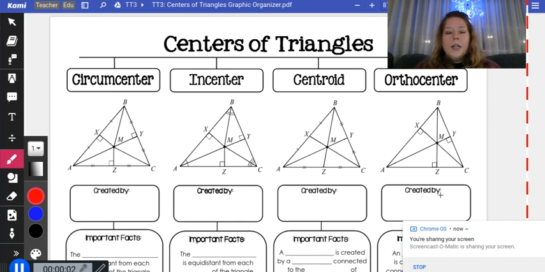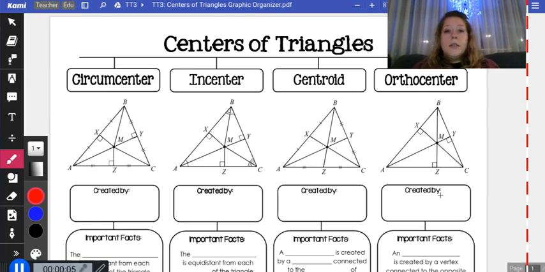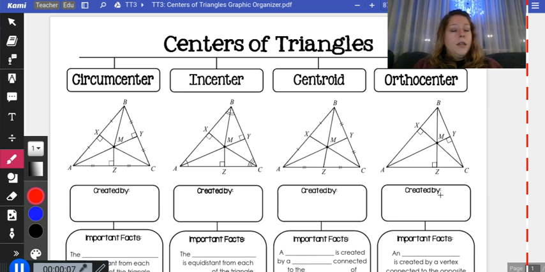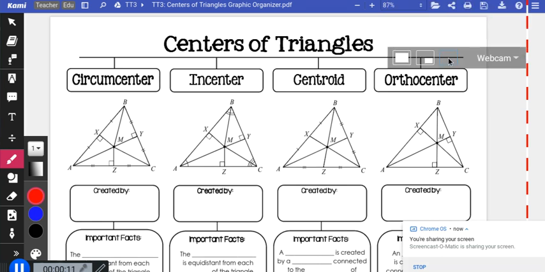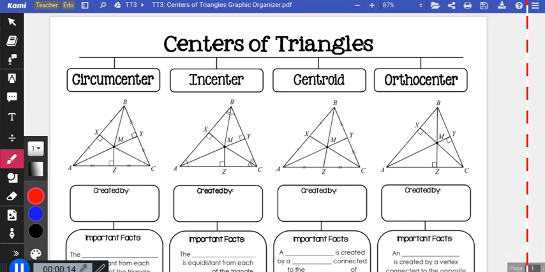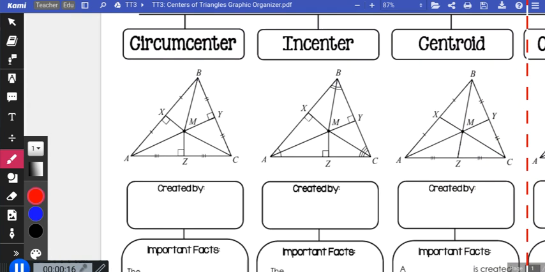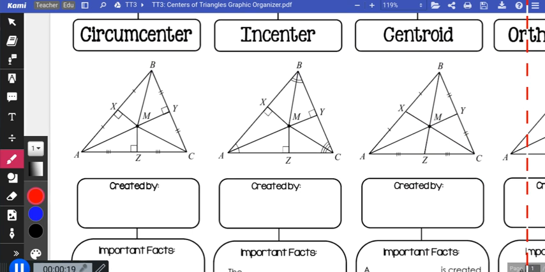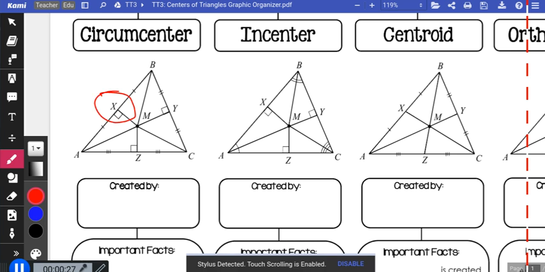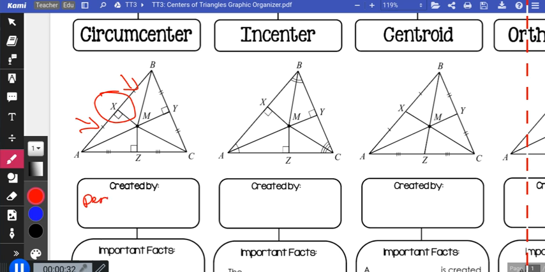It's Tuesday Geometry. We are going to start with the centers of triangles graphic organizer. So let's start with circumcenter. Circumcenter was created by the perpendicular bisectors, and you can see that just by looking at your graph. We've got perpendiculars, and then it's also at the midpoint. So it is the perpendicular bisector.